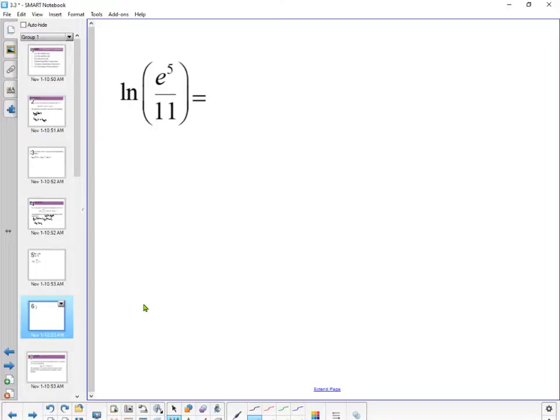Try this out. Simplify this for me. Without using a calculator? Yeah, you don't really need one. Do this by hand. Oh, you might need to use a calculator.